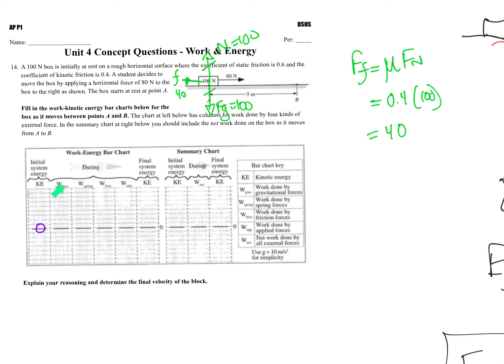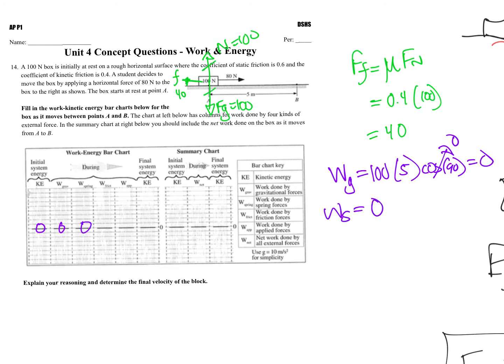Then we can go through the work done by gravity, by spring, by friction, and then by the applied force, right? So it's going to pull it a distance of 5 meters. So the work done by gravity is going to be 100 times 5 times the cosine of 90, which is 0, and so the work done by gravity is 0. Work done by the spring, there is no spring, so that is simply 0 as well.